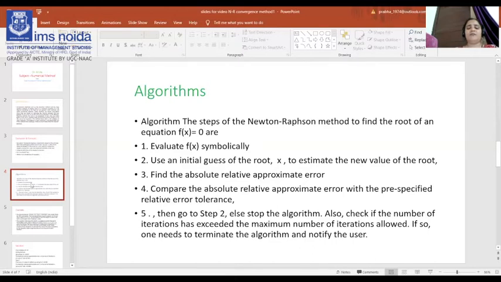relative approximate error. Now tell me, what is the absolute relative approximate error? Suppose x0 you have taken as 1.5 and x1 you are getting is 1.5103. By putting the x value in f(x) and after calculation you get the new root x1 equal to 1.51023. The difference is a very negligible quantity, which is denoted as epsilon. This is known as your absolute relative approximate error.